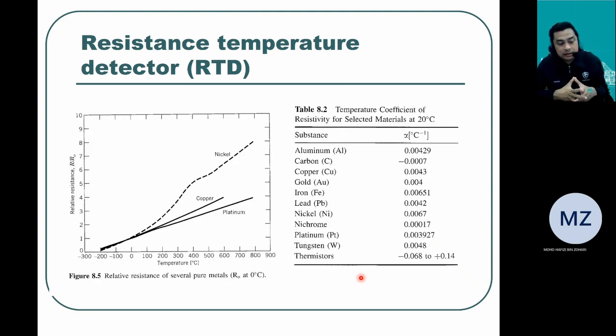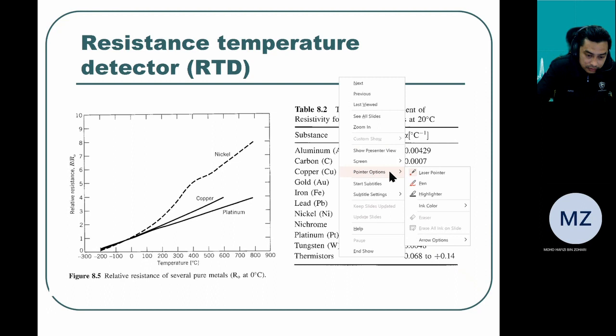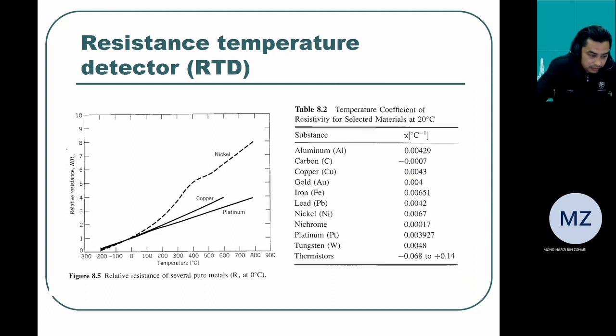So if you look at this graph, you look at the relation between the resistance, or the relative resistance. R naught is the original resistance. R is the resistance after the temperature increases. So the relative resistance can be related with the temperature, which is the higher the temperature, the higher the relative resistance.